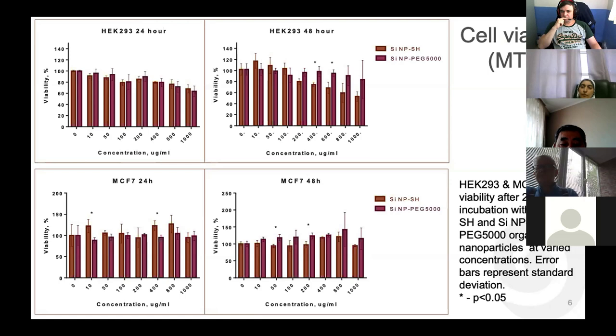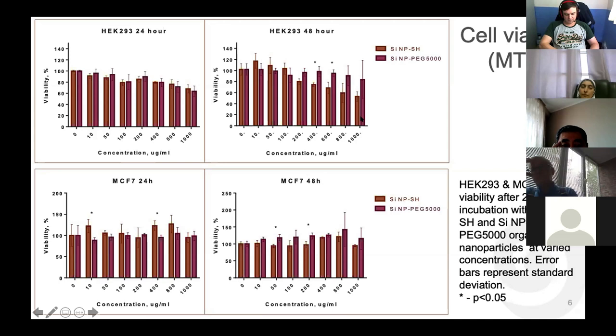However, if we look at the 48 hour, starting from the high concentrations like 600, 800, and 1000 microgram per mil, we can see the significant drop of the viable cell numbers. However, according to the International Organization for Standardization tests for the in vitro cytotoxicity of medical devices, if the in vitro viability drops below 70%, the material tends to be toxic and thus non-biocompatible. However, in this work, we didn't observe any drop of the viability below 70%, only in this case, which is 1,000 microgram per milliliter.